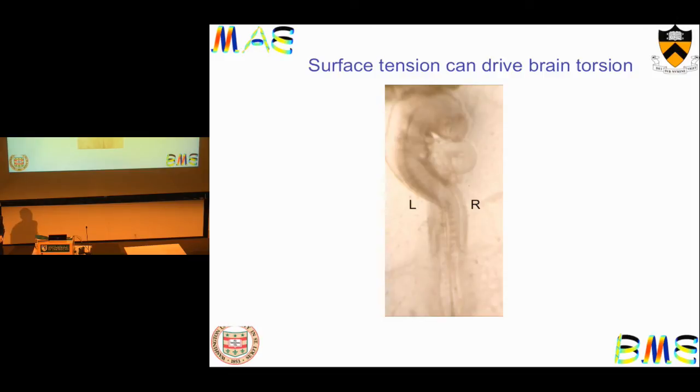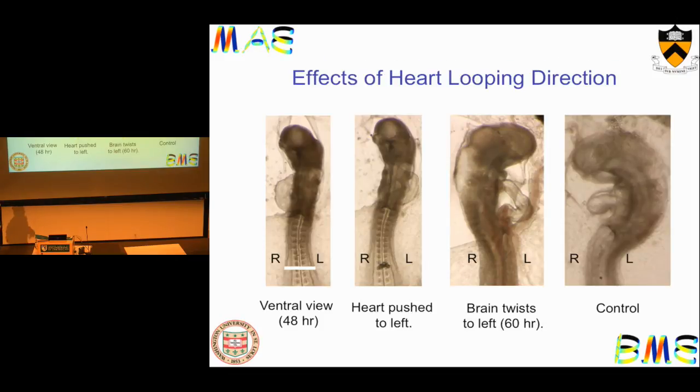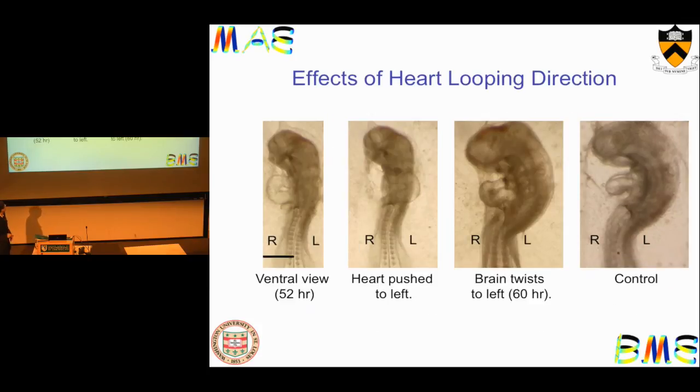Right, yeah. And for our second hypothesis, since we think the direction of the heart looping would affect the direction of brain twisting, we designed experiments in which we push the heart from the right side to the left. This is the ventral view. Then we culture it for about 12 hours, and we found that the brain twists leftward in comparison to that in a normal chick embryo. That supports our hypothesis that it is because of the asymmetric position of the heart that there's a preferred twisting direction of the brain.